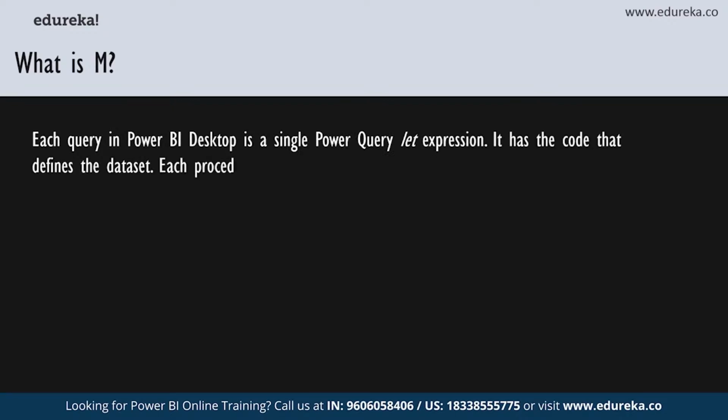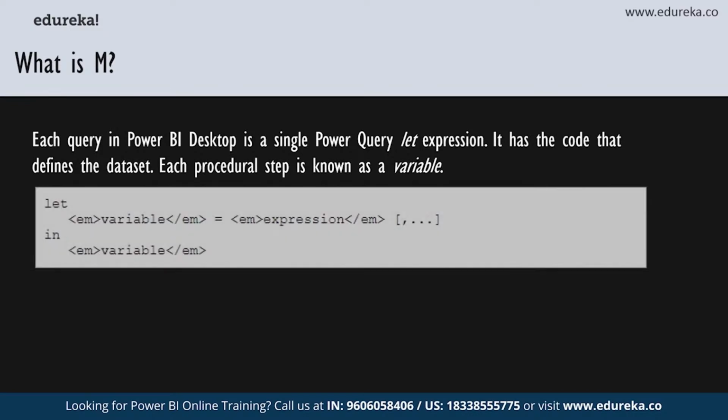Now, each query in Power BI Desktop is a single Power Query let expression. It basically contains all the code elements that are necessary to define your data set. A let expression is made up of a let statement and an in statement, as you can see in the syntax before you. The let statement includes one or more procedural steps that define the query.